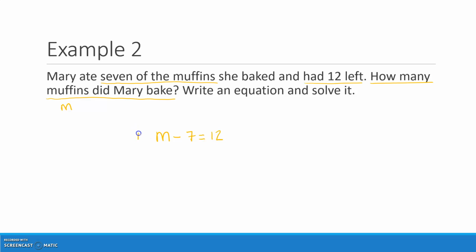So here's our equation. This is the first part. The second part is going to be to solve it. So we would add 7, and we get M equals 19. So we got our equation, our answer, and our final part is to write a sentence. So we would say, Mary baked 19 muffins.